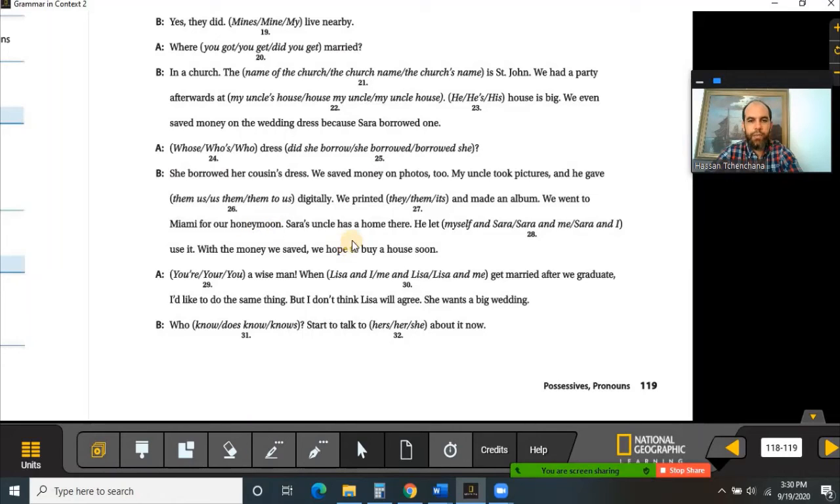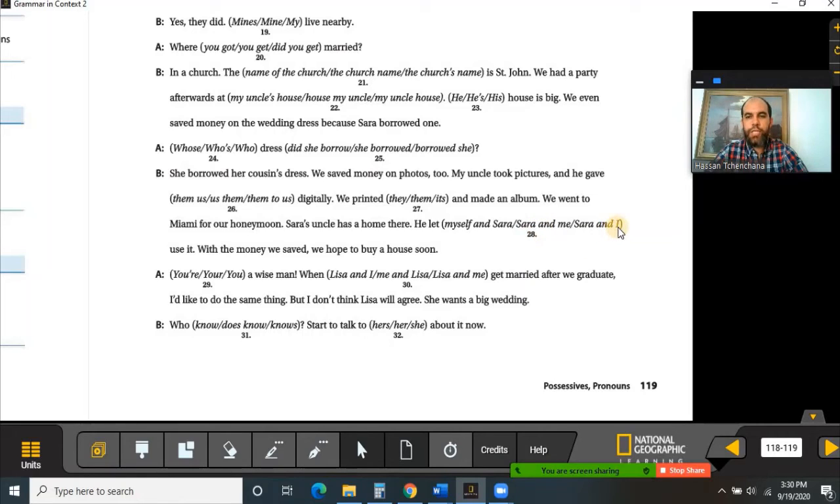Sarah's uncle has a home there. He let myself and Sarah, or me and Sarah, or Sarah and I. Well, this is another problem that students face. Which one to choose? Now, here you have to understand the connection between words in the sentence. We have let, which is a verb, and all transitive verbs in English need an object. Now, which one is an object here? Which one can work as an object?